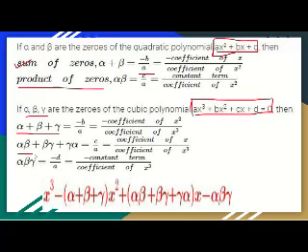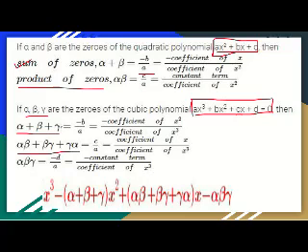What is the other combination you will get? Another sum of the roots: alpha beta plus beta gamma plus gamma alpha. It's nothing but c by a, the coefficient of x by the coefficient of x cube. Then what is the product of the roots? Alpha, beta, gamma is nothing but minus d by a. It's minus the constant term by the coefficient of x cube.